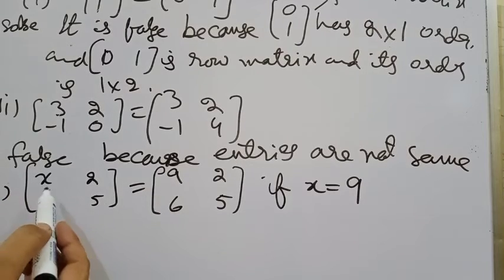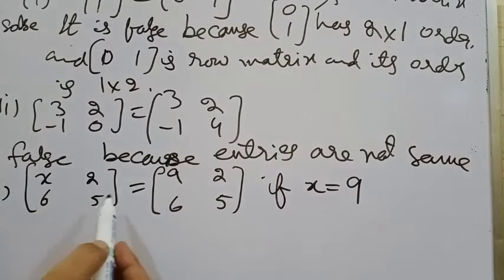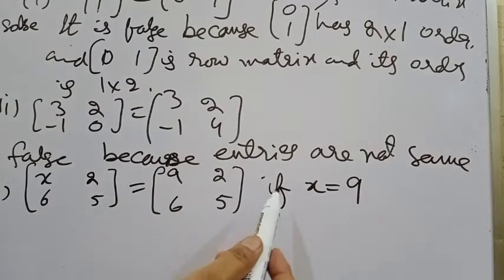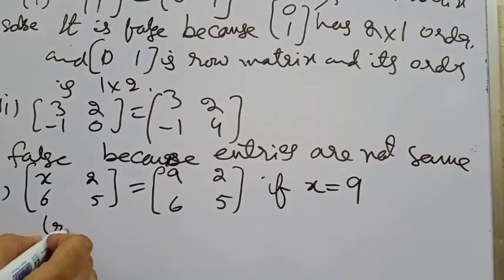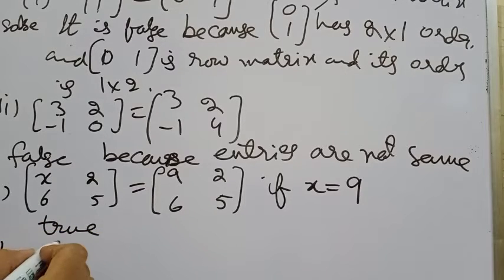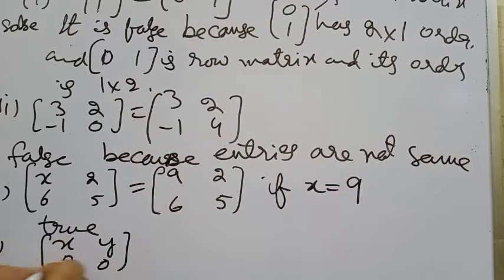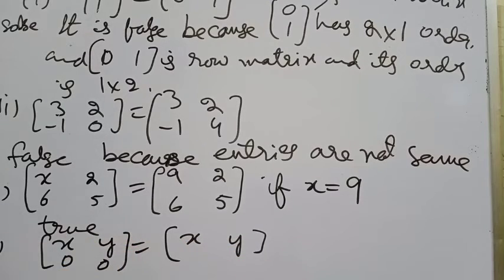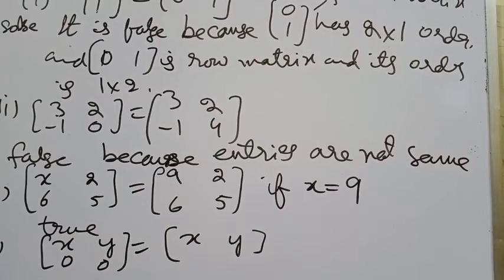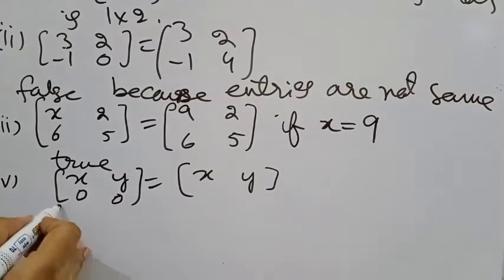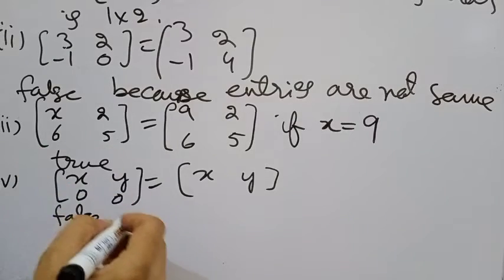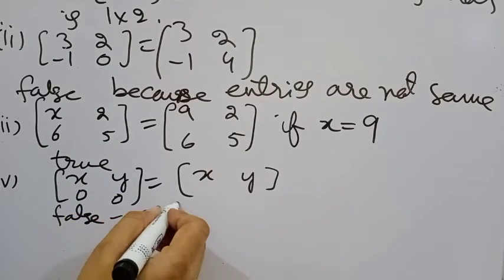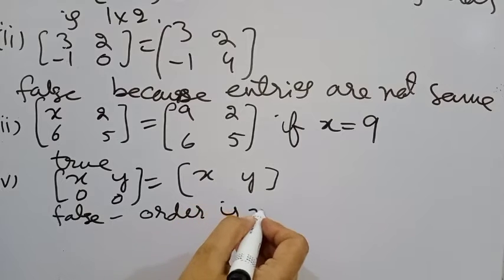Third part, we have x, 2, 6, 5 is equal to 9, 2, 6, 5. If x is equal to 9, this is true. Part 4, we have matrix x, y, 0, 0. This is equal to x, y. This is false. Order is not the same.